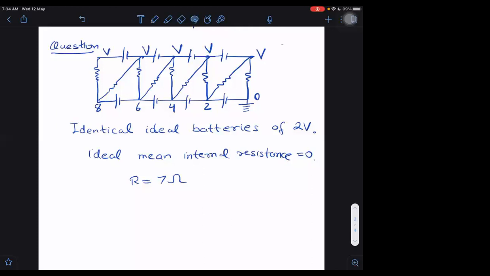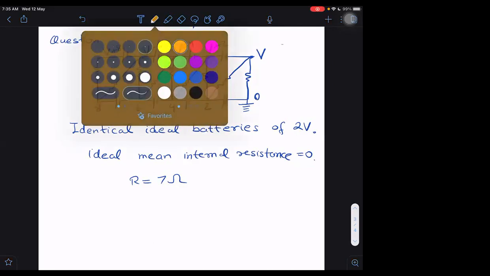Although this question appears to be bigger as compared to the last question, it doesn't depend on the size or the number of resistances and the batteries. It depends on the number of unknowns. How many unknowns are in this? V plus 2, V plus 4, V plus 6, V plus 8. How many unknowns are there in this? Only one. And how many equations do we need to solve? Just one equation will be enough.